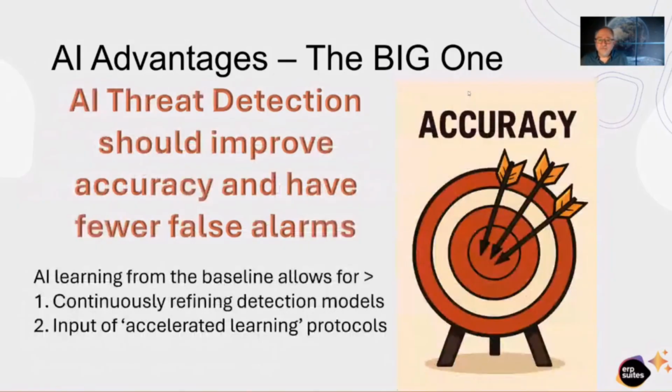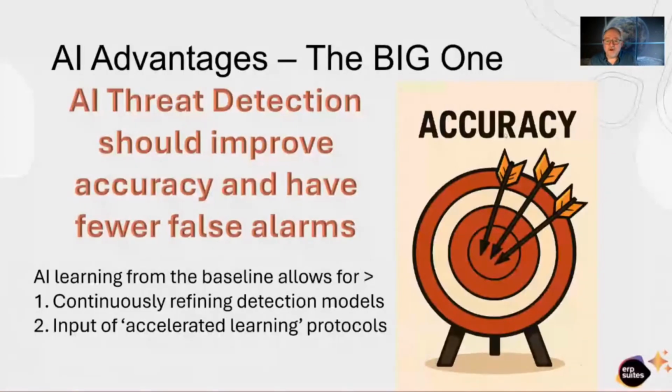Another one, another advantage, still related. And the reason I kept the title the same in all these slides, even though I'm talking about different points, is they all relate to that learning of a baseline. That is the AI-powered threat detection top one. So it should improve accuracy and have fewer false alarms. Why? Because it's continuously refining its detection models.